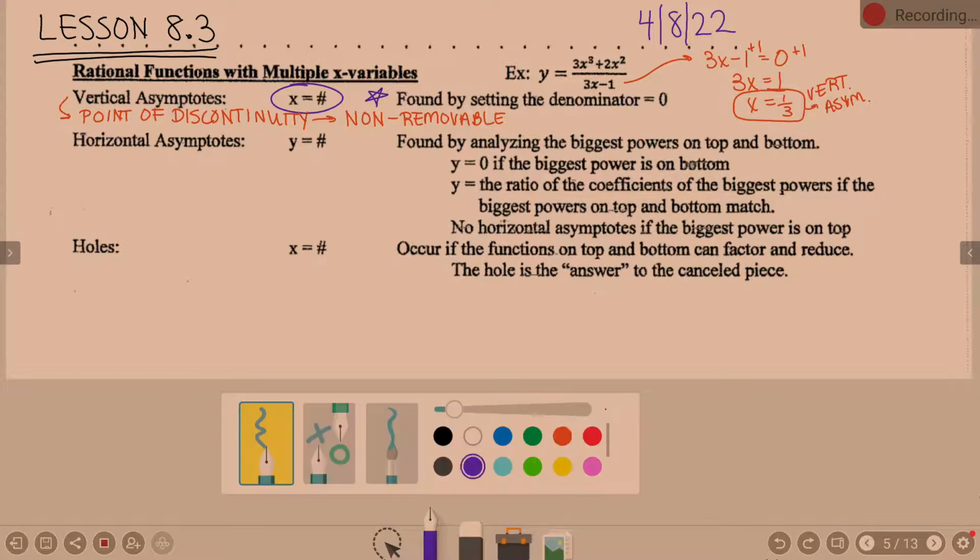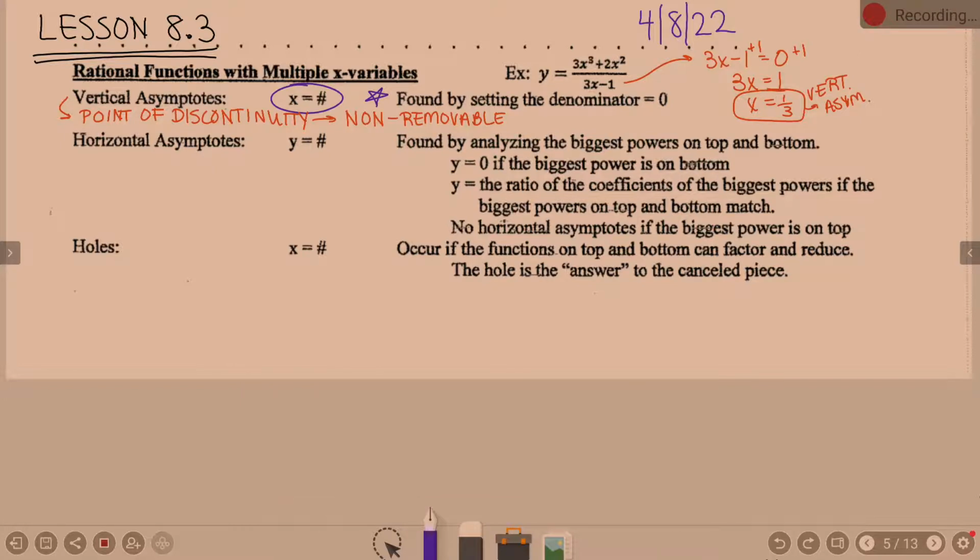We're also going to talk about horizontal asymptotes. We talked about horizontal asymptotes yesterday as well, right? Horizontal asymptotes are always y equals a number. Remember, it's not just a number, it has to be the equation y equals a number. And when we talk about these horizontal asymptotes, notice it says, found by analyzing the biggest powers on top and bottom. So when we talk about the biggest powers on top and bottom, I'm talking about the biggest exponents.